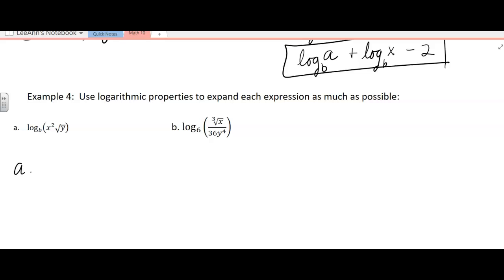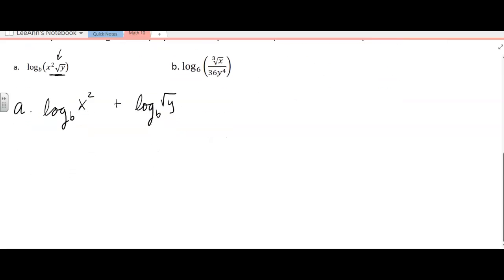I'll do A. All right, so here's the argument that we're taking the log of. You can see the multiplication, hopefully, right there. So it's log base b of x squared plus log base b of the square root of y. Okay, I'm going to run out of room here, but that's okay. Now, I can bring the 2 down, and that splits up the addition. There's no division here. I can bring down the 2. And so 2 log base b of x plus, now I have to remember that this is log base b of y to the 1/2.